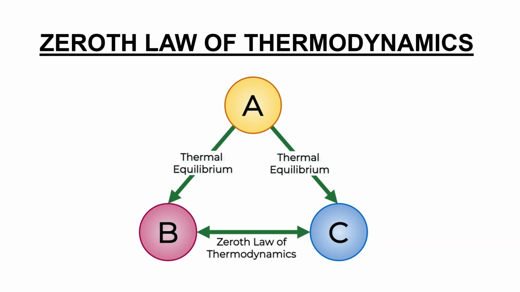The zeroth law of thermodynamics states that if body A is in equilibrium with B, and if body A is in equilibrium with C, then B and C are in equilibrium with each other. This law may seem trivial, but it forms the basis of temperature measurement. But let us see how the zeroth law is used to measure temperature.